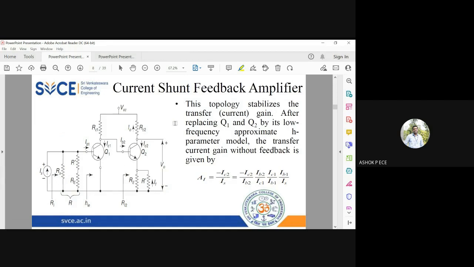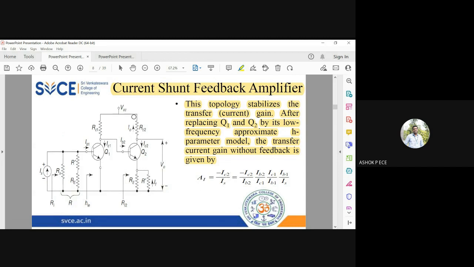And this amplifier is going to be a current gain amplifier. So your output is also current, your input is also current, so output by input is going to be current gain. So this amplifier is predominantly an amplifier providing a very large amount of current gain. So AI equal to I naught by IS.